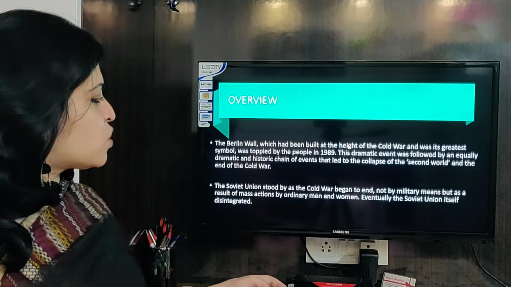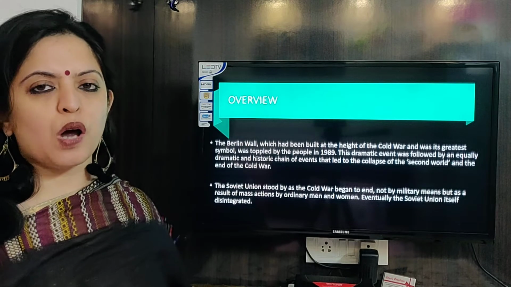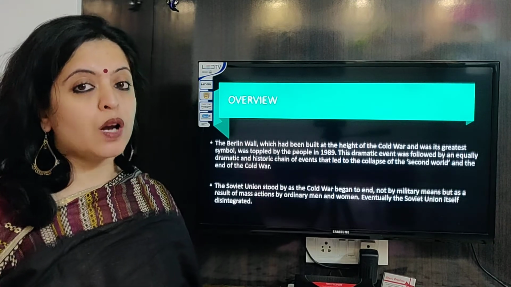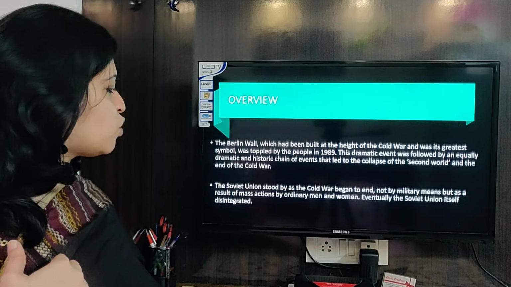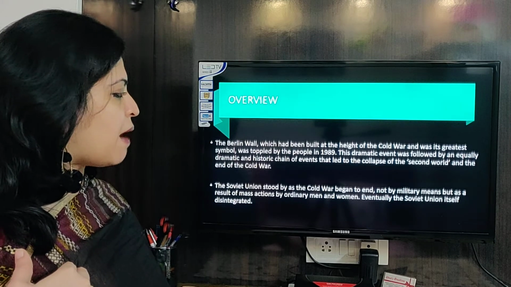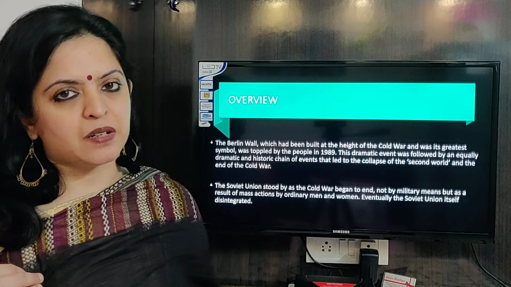The Soviet Union stood by as the Cold War began to end. तो जैसे जैसे Cold War खत्म होता गया, Soviet Union और strong होता गया. Not by military means, but as a result of mass actions by ordinary men and women. Eventually, the Soviet Union itself disintegrated.